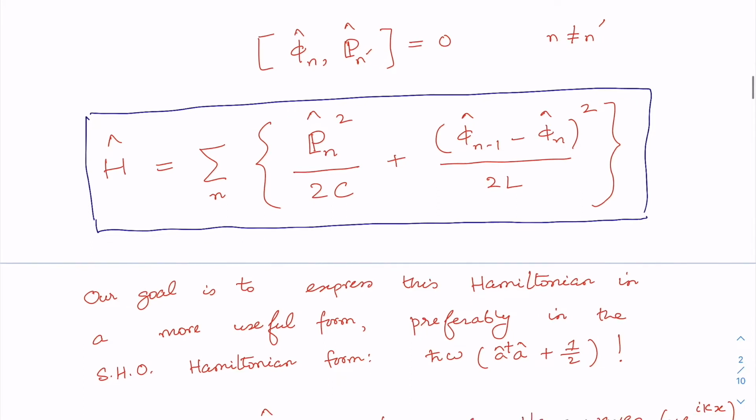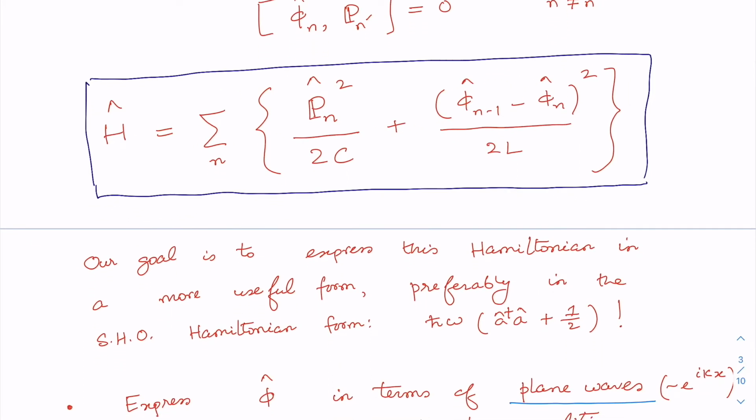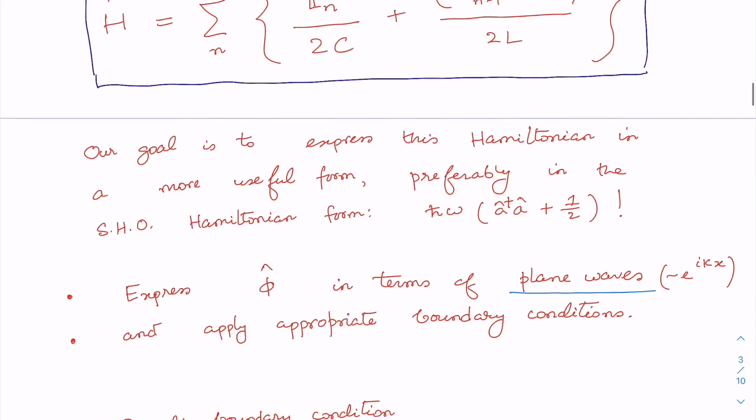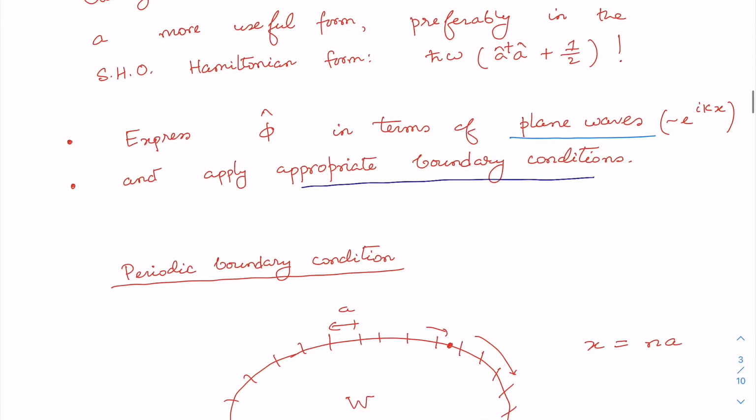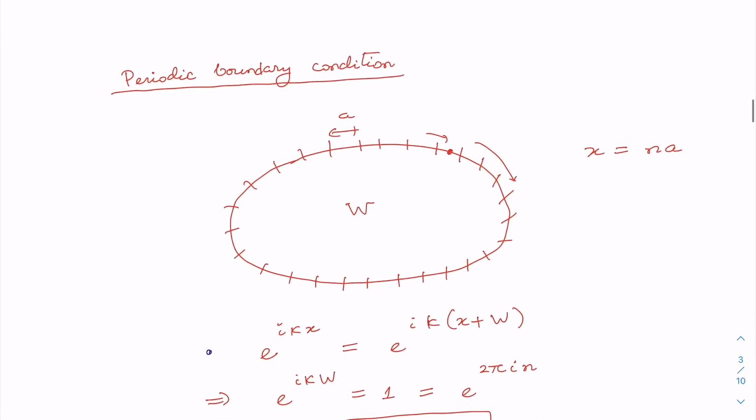So what we do next is we write the magnetic flux in terms of plane waves. Plane waves are the normal modes of the system, and then we apply the appropriate boundary condition. The periodic boundary condition is what we have taken, the reason being that the infinite transmission line is translationally invariant. Whether you go towards right or left in the transmission line, it doesn't matter.